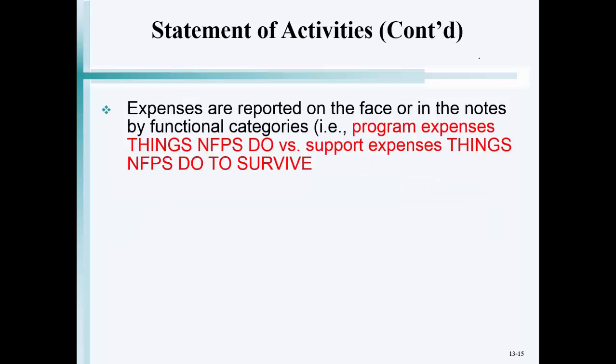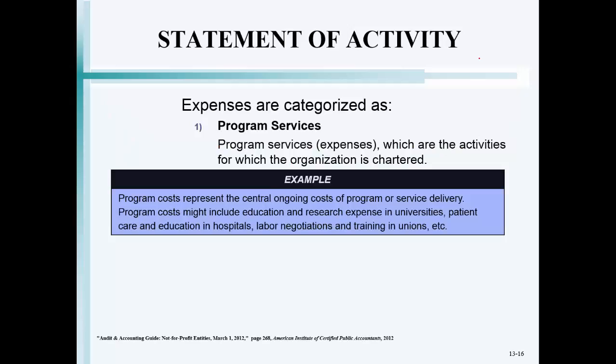Okay, good. So we come over and we take a look now, and let's see what we have to say about the statement of activities. We have our program expenses and our support services. Program expenses are what? Are what the not-for-profit does. The support services are things that not-for-profits do to survive, right? Okay. Now you come over and we give you examples of programs. For example, the fluffy program.